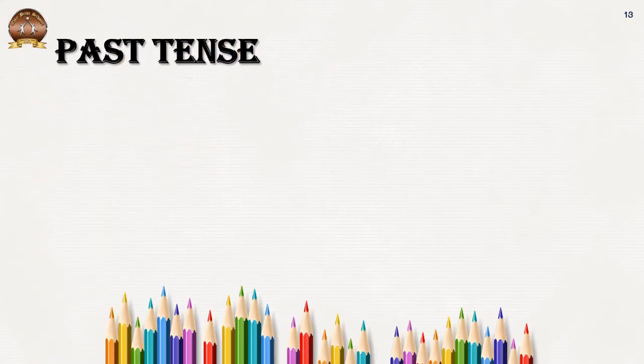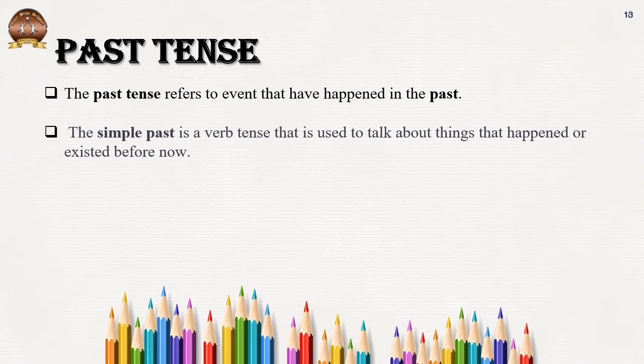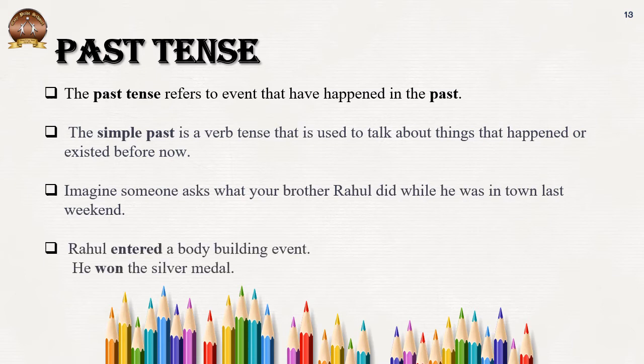Okay, so now we go to past tense. The past tense refers to events that have happened in the past. The simple past is a verb tense that is used to talk about things that happened or existed before right now. Okay, imagine someone asks your brother Rahul what he did while he was in the town last weekend. So how will you express that? Okay, in past tense, simple past tense.